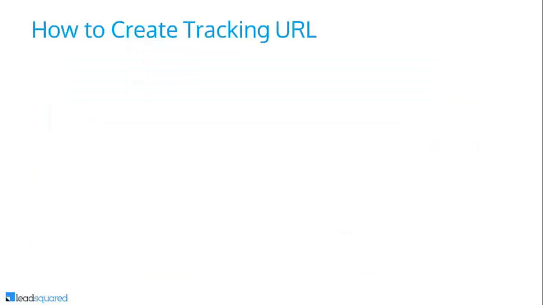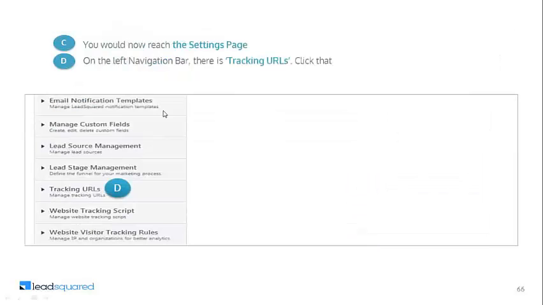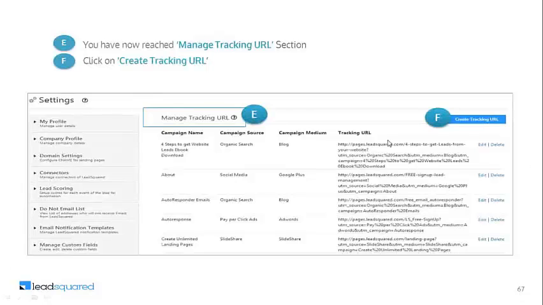Now I'll take you through the process of creating a tracking URL in LeadSquared. It's a simple enough procedure. So this will help you use the same page in more than one campaign, as I've said earlier. Just hover over the My Account tab and click on Settings. This is something that you see as soon as you log into your LeadSquared account. You would now reach the Settings page. On the left navigation bar, there is Tracking URLs. Click that. You will reach Manage Tracking URL now, and you'll see a button that says Create Tracking URL.